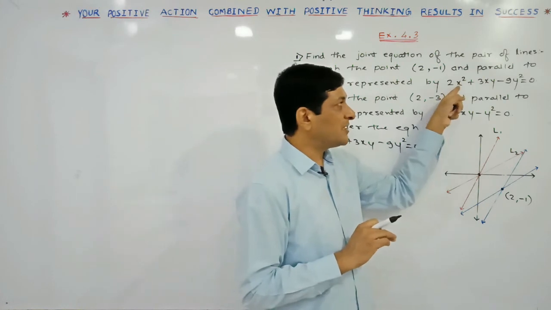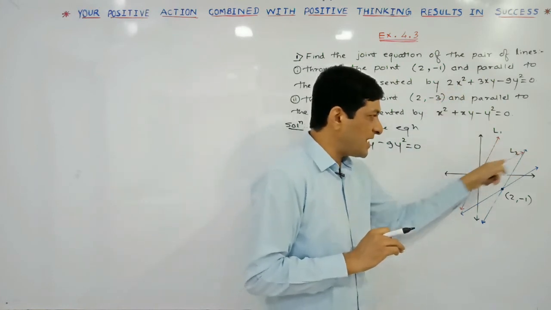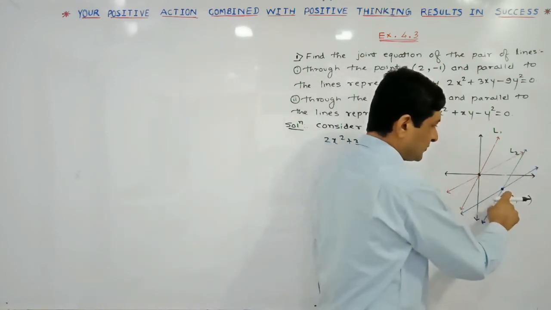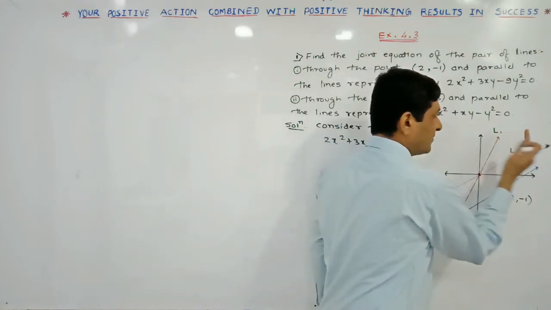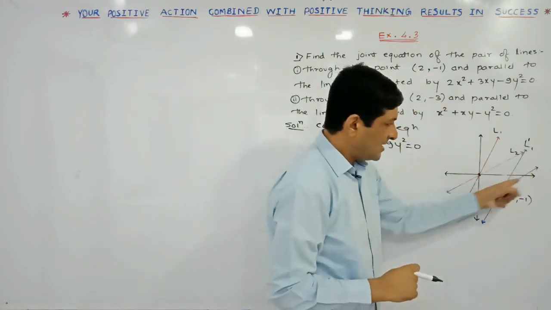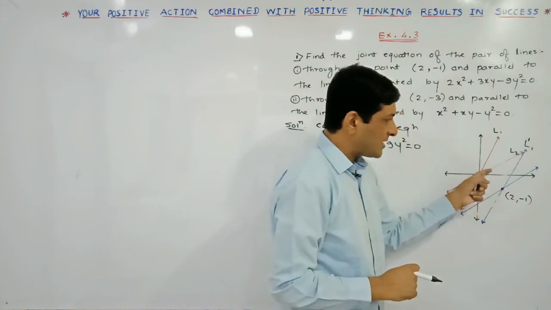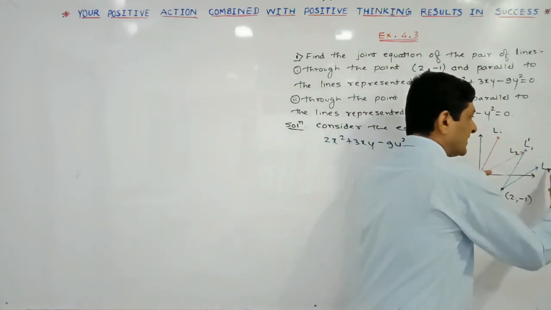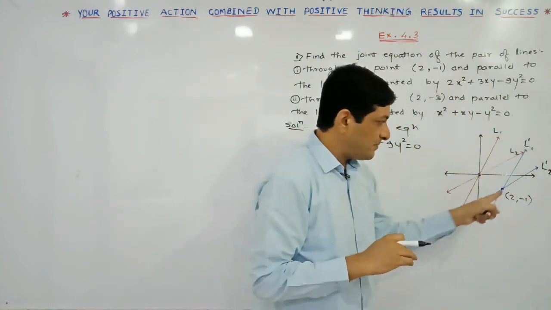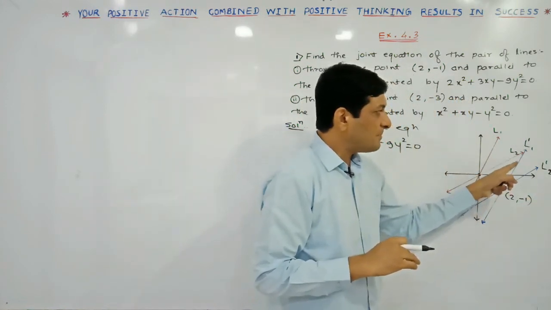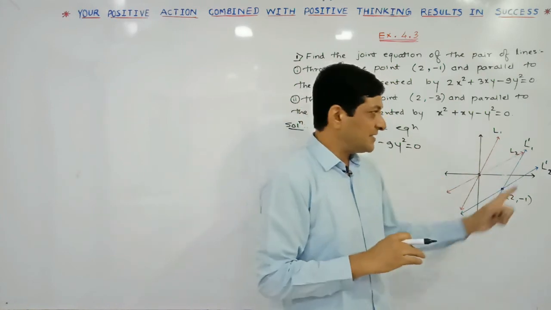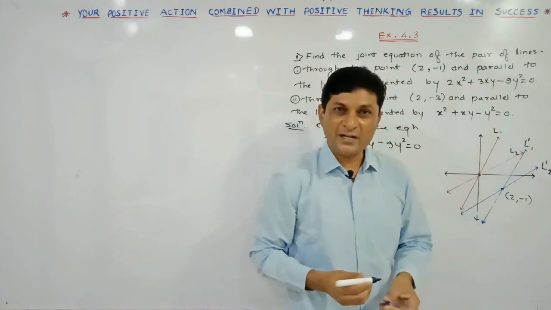Already the lines represented by the homogeneous equation we have denoted by L1 and what? L2. Now this first line passes through this point and is parallel to which line? L1. Let us denote this line by L1'. And the second line also passes through the same point and is parallel to which line? L2. Let us denote it by L2'. Now the question is to find the pair of lines passing through this point and parallel to the lines represented by this homogeneous equation. These parallel lines we have denoted by L1' and L2'.